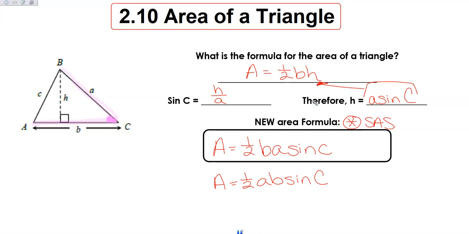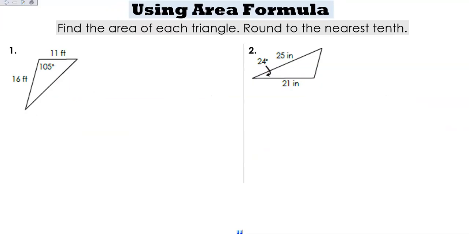Alright, so again, it is still 1/2 base times height, even though it looks a little different. So let's take a look at how we use this. What I notice here for number 1 is I'm given my side length, the angle in between, and another side. So I'm given side angle side in this image. That means I can use my formula, which is that area equals 1/2 AB sine of C. If you want to label your triangle, this would be side A, this would be side B, and this would be our angle C.